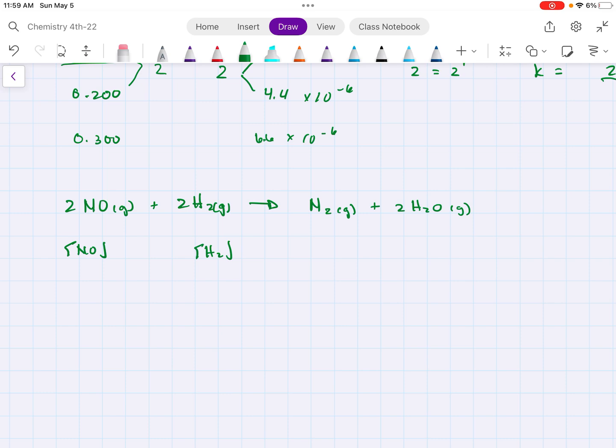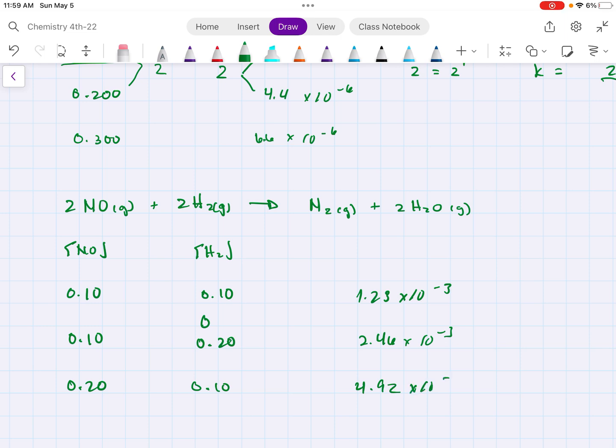So here we have 0.10, 0.10, 0.20, and then for hydrogen we have 0.10, 0.20, and then 0.10. All right. So the rates for this are going to be as follows. Okay, it's going to be 1.23 times 10 to the negative 3. It's going to be 2.46 times 10 to the negative 3. And it's going to be 4.92 times 10 to the negative 3.